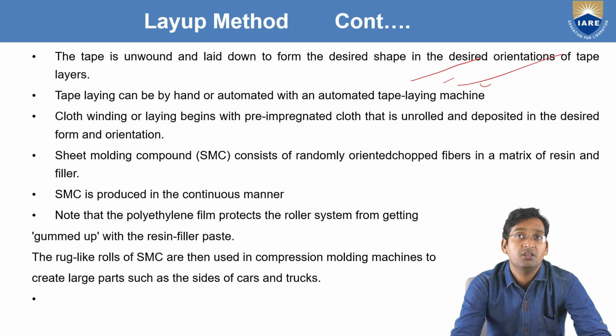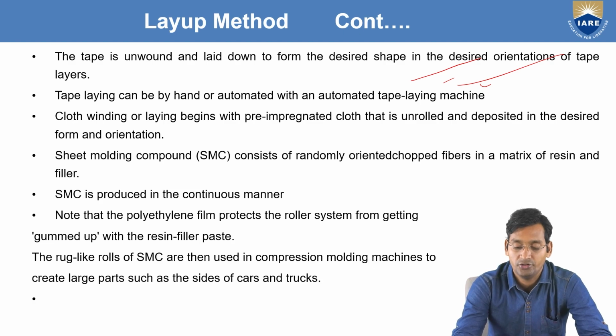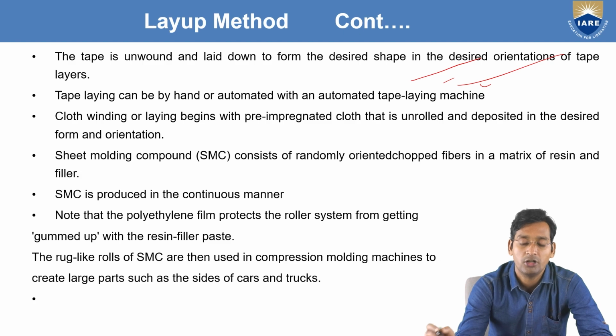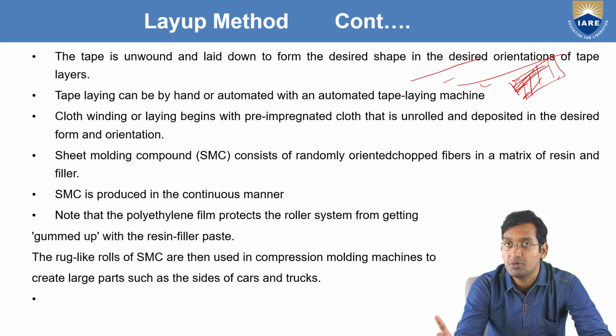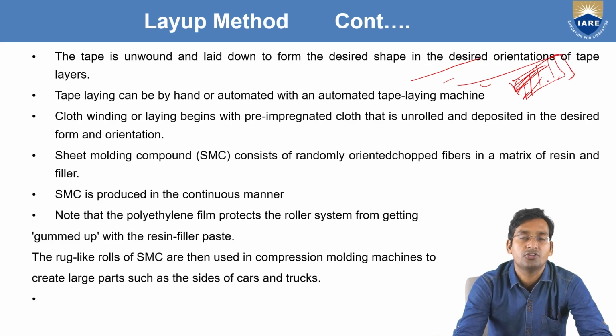Cloth winding or laying begins with pre-impregnated cloth that is unrolled and deposited in the desired orientation. So whatever is there in the roll, just unroll it, and it is pre-impregnated. Pre-impregnated means what? Like in paper, glue is added in that matrix, and that is called impregnation. And over that glue we put the fiber, the threads, and that is the combination. So the combination of these three is first paper, then glue for impregnation, and then fiber, which will make a strong paper.